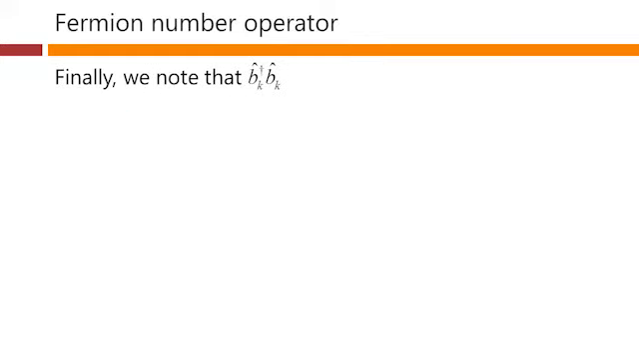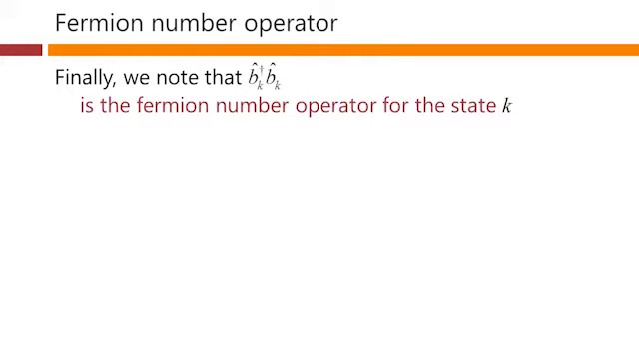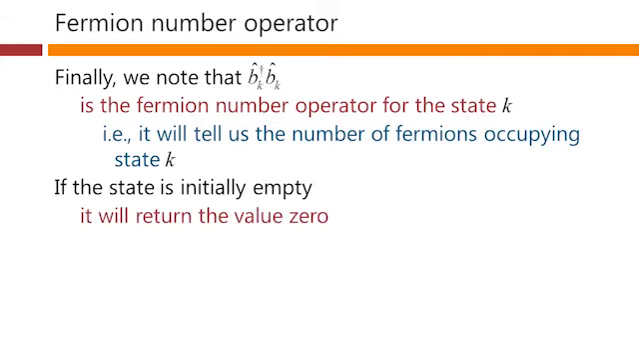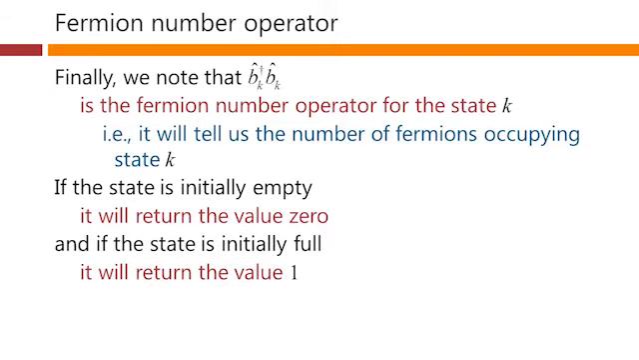Finally, we note that this pair of operators in this order is the fermion number operator for the state K, which is something we can easily verify. That is, it will tell us the number of fermions occupying state K. If the state is initially empty, it will return the value 0 because the annihilation operator operating on that state with no particle in single particle state K will just return 0, or the zero-length vector. And if the state is initially full, it will return the value 1.